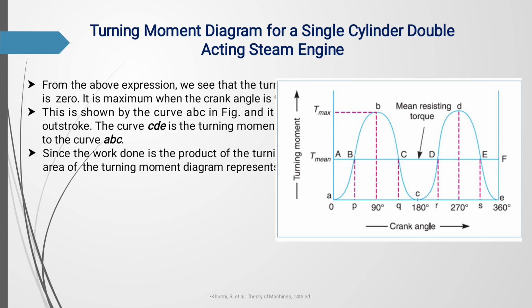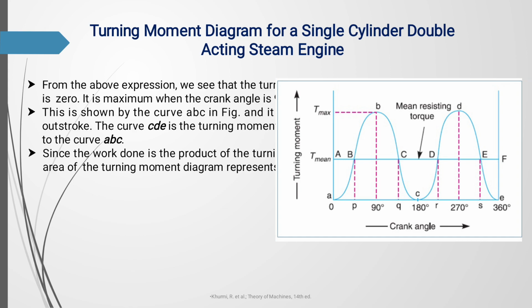Next, the curve CDE is the turning moment diagram for the in stroke and is somewhat similar to the curve ABC. You just watch the curve CDE, which is similar to ABC. So, as I just told you, a double acting steam engine has 180 degrees forward and 180 degrees reverse. Both the strokes can produce power.